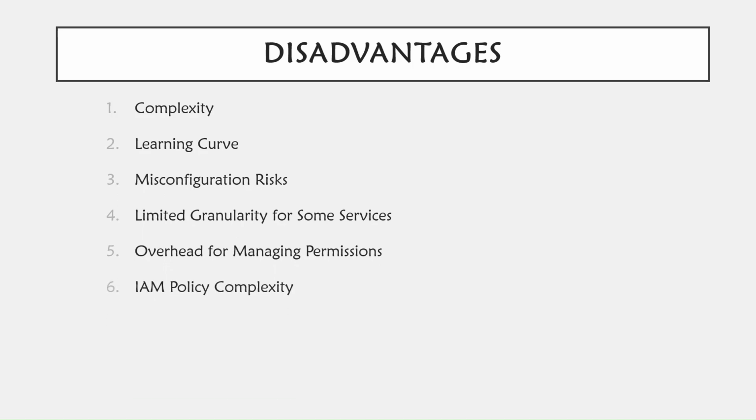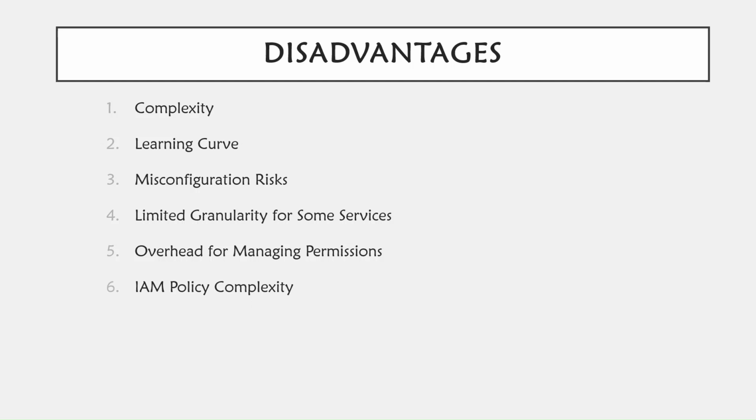Policy complexity. The JSON syntax for IAM policy can be difficult to understand, and writing complex policies without error can be challenging. In summary, AWS IAM offers powerful access control features but requires careful management to ensure security and minimize complexity.